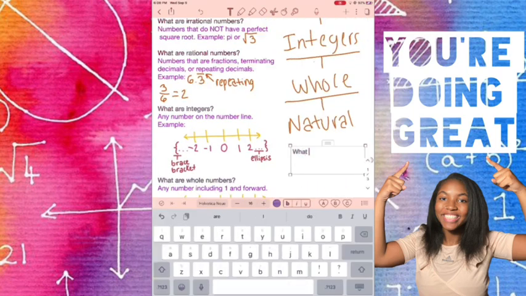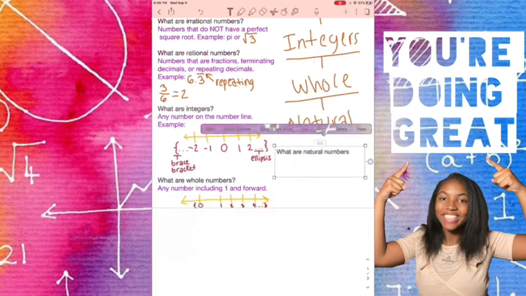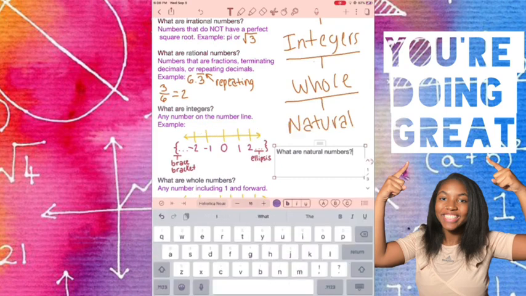Now, as I write out the next question you want to be asking yourself, which is, what are natural numbers? This is where I fixed the mistake I made at the whole numbers.